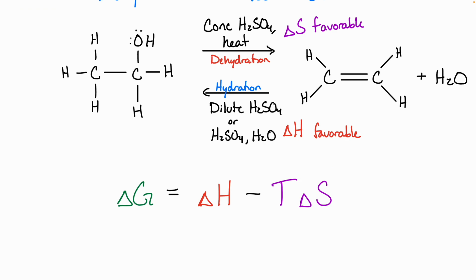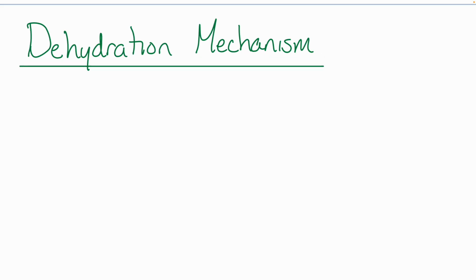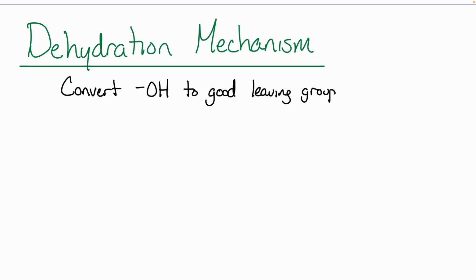Cool. All right, so okay, our dehydration mechanism here. We're going to see something similar to what we just saw in our previous reaction mechanism. We're going to convert that hydroxyl group to a good leaving group by protonating it.